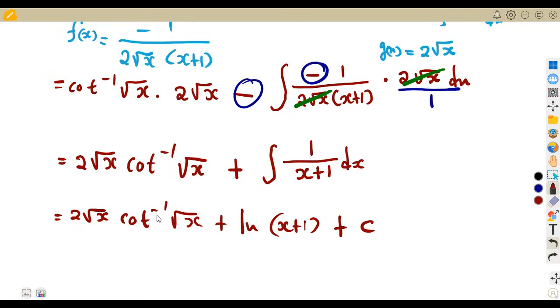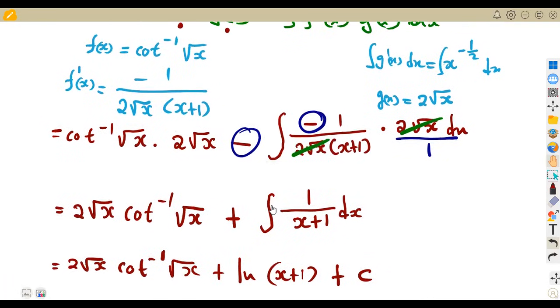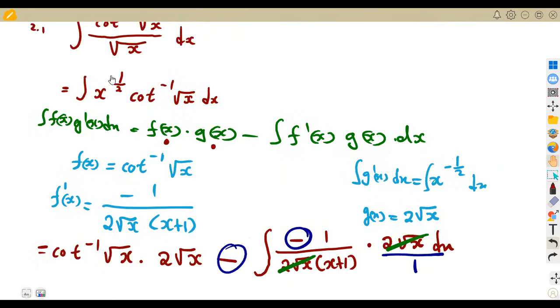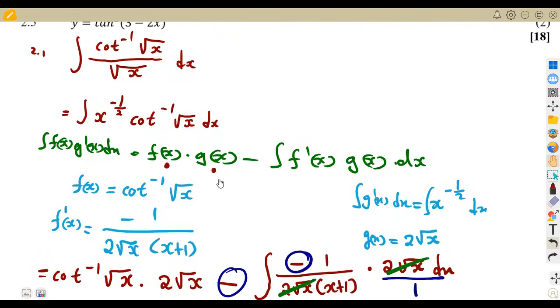Is there anything that we can do? There's nothing more that we can do here. Everything is in simplest form. We just have to leave it like that. So that is the whole procedure that you were supposed to have in this integral of arc cot square root of x over the square root of x.